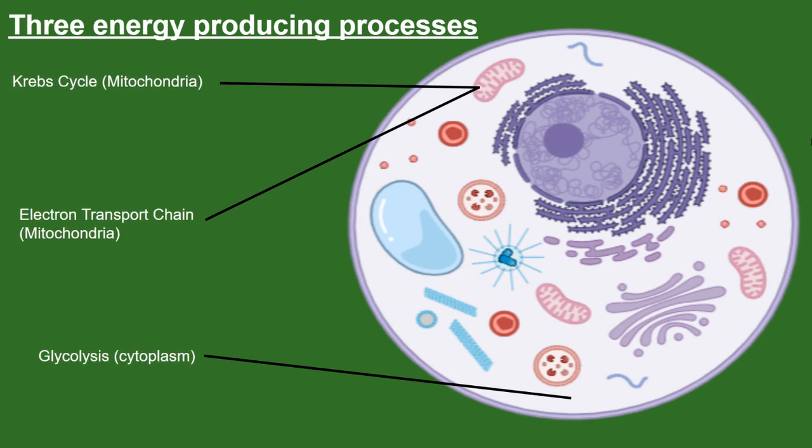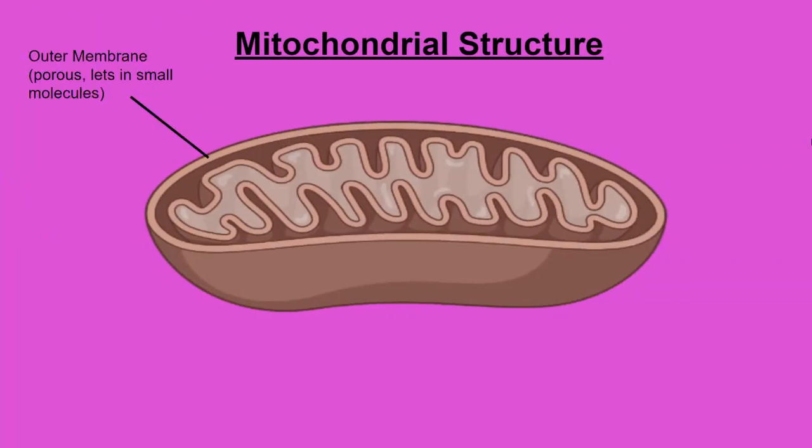Krebs cycle and electron transport chain in the mitochondria, and glycolysis in the cytoplasm. Remember that glycolysis part, it'll be important for later. But before we get into how the mitochondria actually make energy, we first have to take a look at its structure. Mitochondria has four parts.